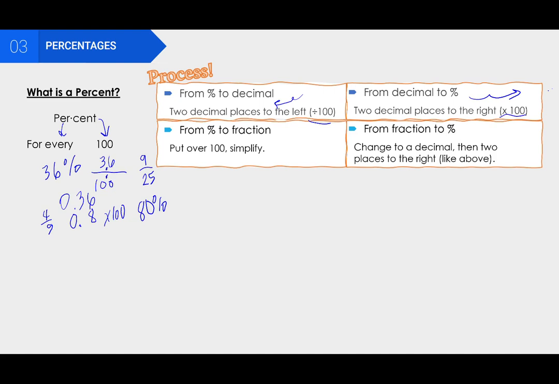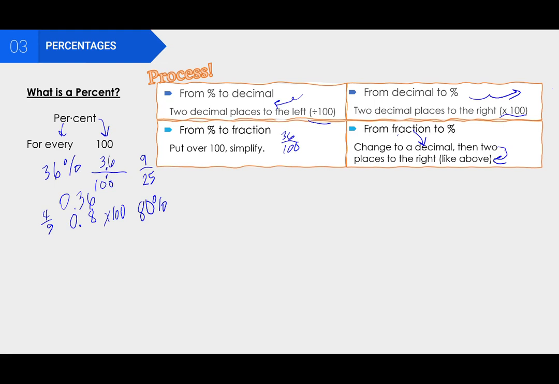And then just like we talked about, if you're going to a fraction, you're just going to put it over 100 like we did with 36 and then simplify. And to go the other way, you can change the fraction to a decimal like we did with 4/5 and then change it into a percentage because it's already a decimal.